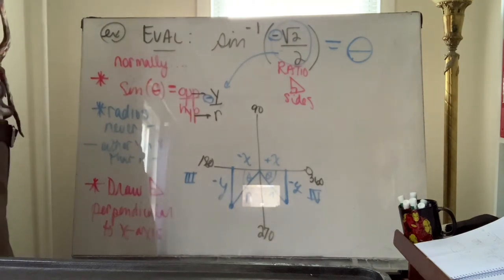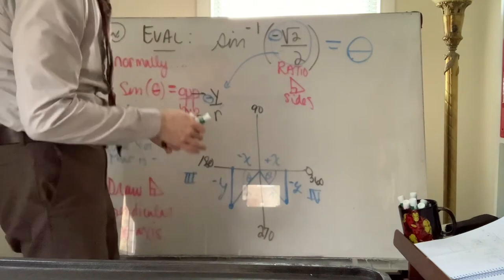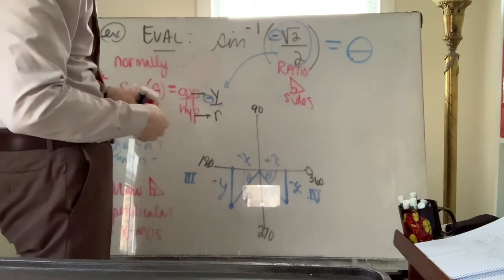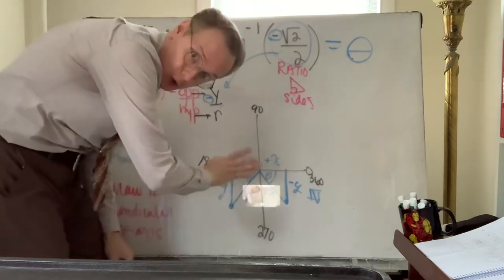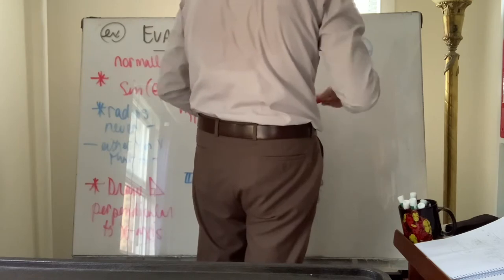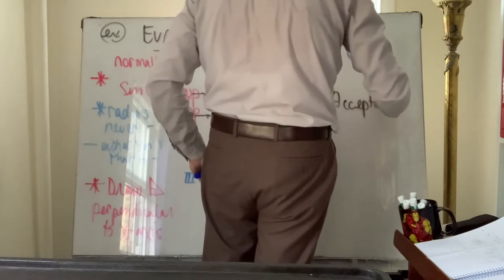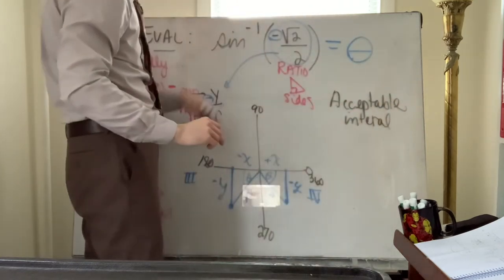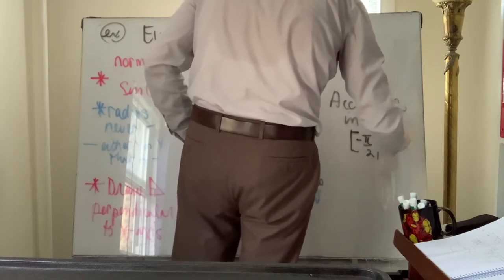Thing to bear in mind, the conditions that we have to abide by, is that we're going to ultimately choose between quadrant 4 to look at further, or quadrant 3, or include both of them, if we have something that fits into the proper range. This is the acceptable interval, specifically for sine and inverse sine, which is negative pi over 2 to pi over 2.